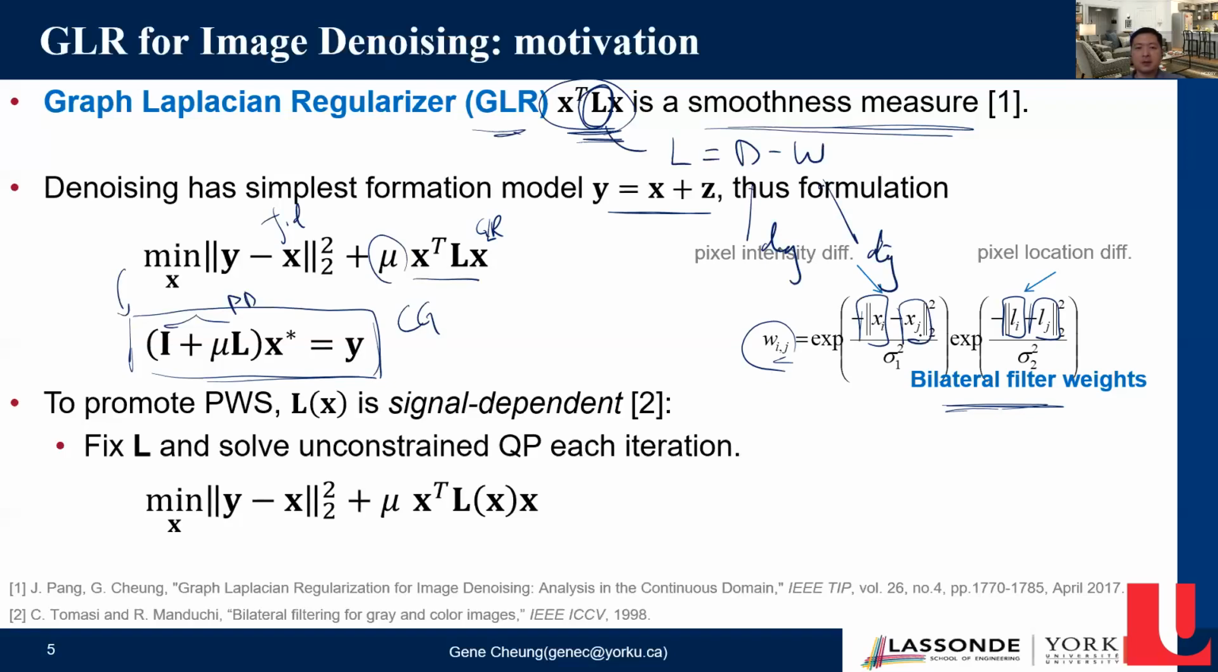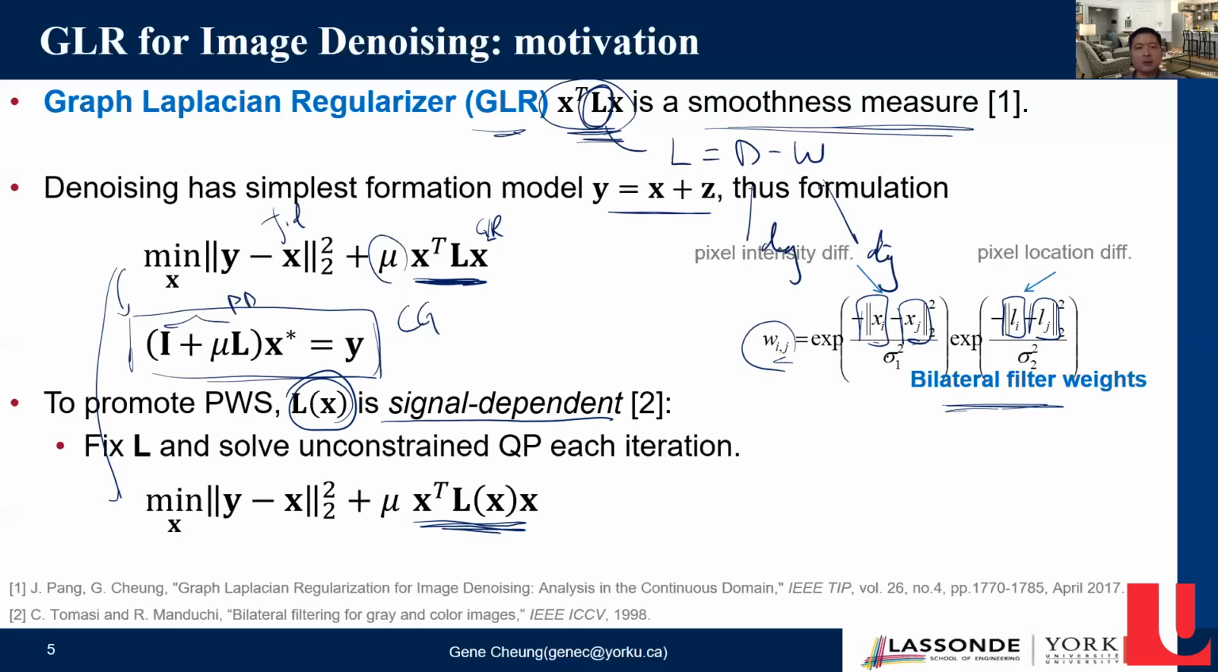So if you're trying to denoise pixels, then certainly the signal itself is the axis. And then when you want to denoise the image, the graph itself is signal dependent. So instead of writing L, as you see here, X transpose LX, it's more appropriate to write L of X, right? So then the optimization actually becomes minimize y minus x in the L2 norm plus mu x transpose L(x) x, right? Because the graph itself is signal dependent because the edge weight is a function of x as well.